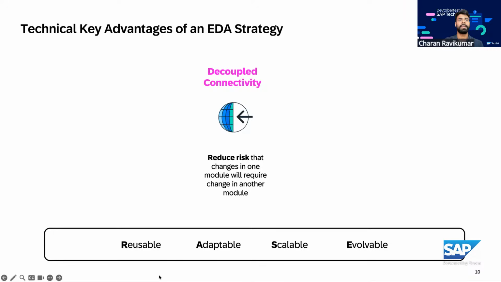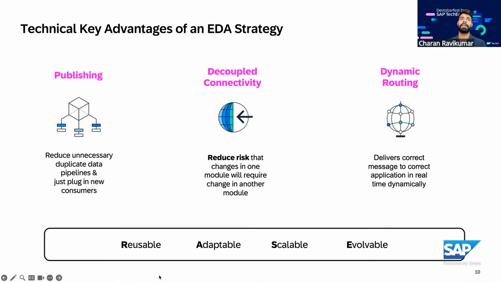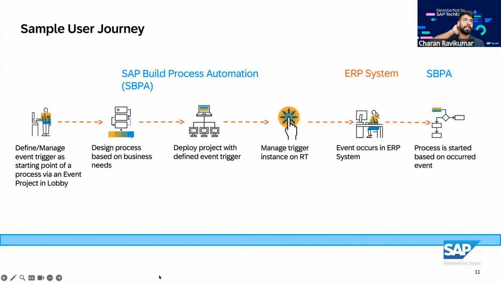It also has three key pillars: it's dynamic in routing, decoupled and connected, and the publishing. The publishing happens through publishing applications, and there is a risk that the event is used by multiple users, and a change in one model will require a change in another model. So there's decoupling, connectivity, and dynamic routing, so the correct messages are received. If a publisher is sending a message and the subscriber is enrolled to that message, the right messages are received on the consumer side.